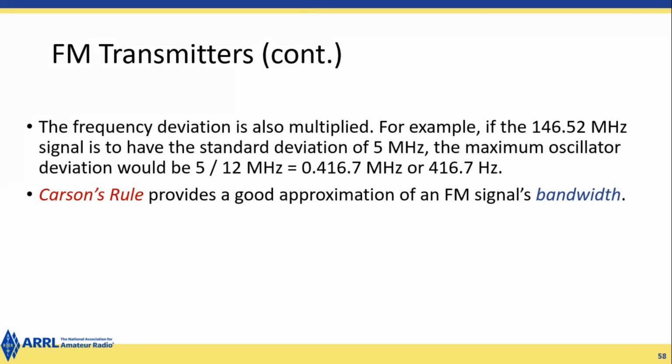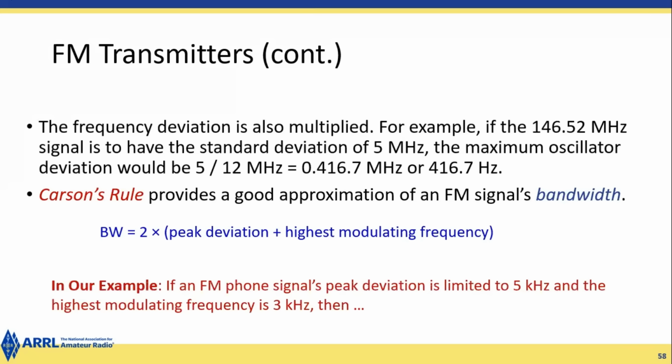Carson's rule provides a good approximation of an FM signal's bandwidth. The bandwidth is equal to 2 times the peak deviation plus the highest modulating frequency. In our example, if an FM phone signal's peak deviation is limited to 5 kilohertz and the highest modulating frequency is 3 kilohertz, then bandwidth is equal to 2 times (5 plus 3), or 16 kilohertz. So bandwidth is equal to 2 times the sum of the peak deviation and the highest modulating frequency.